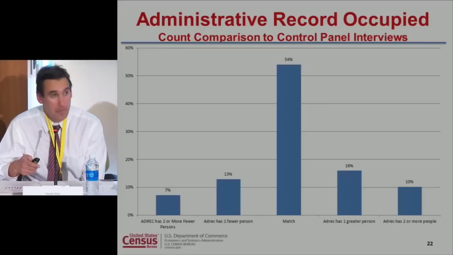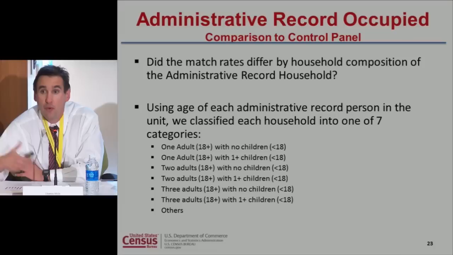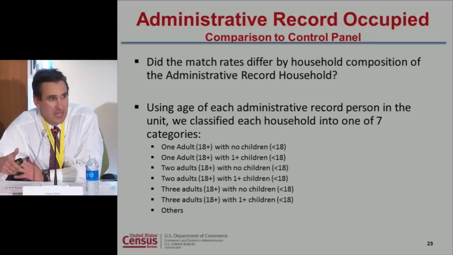We did look further to try to explain this 54% overall. Was this varying by different types of household structures? So we were able to take our administrative records, the households that we were able to compute and put together. From the Social Security Numident database, we were able to get the ages, so we could make household composition categories. We could classify them based on the number of adults, being 18 or older, and whether children are present or not. So we were able to make these seven categories listed here.